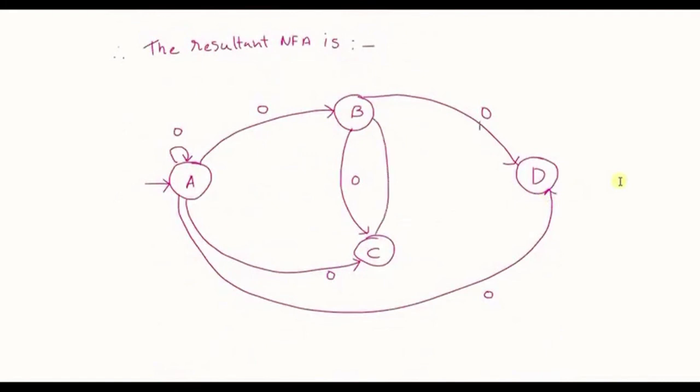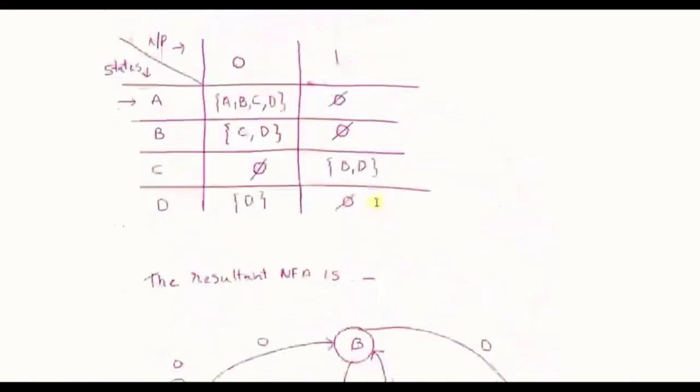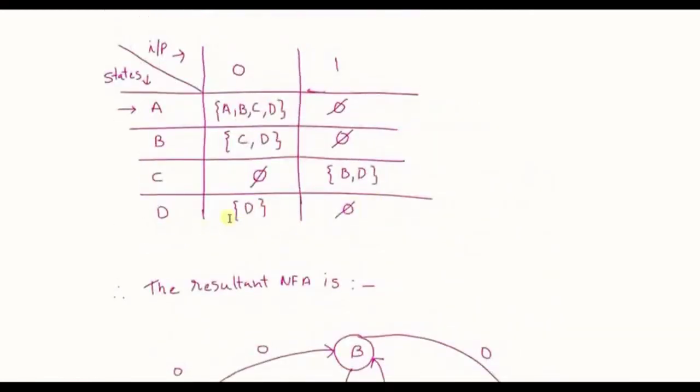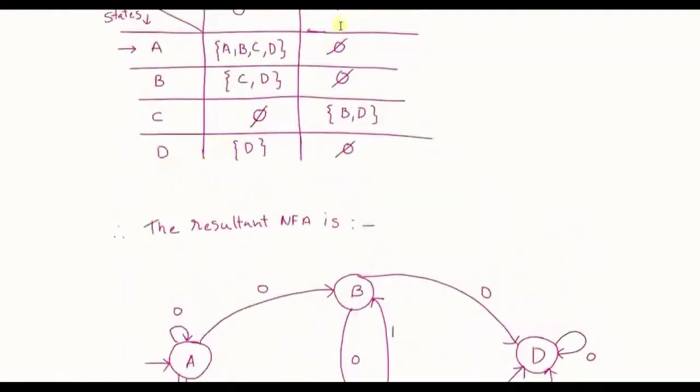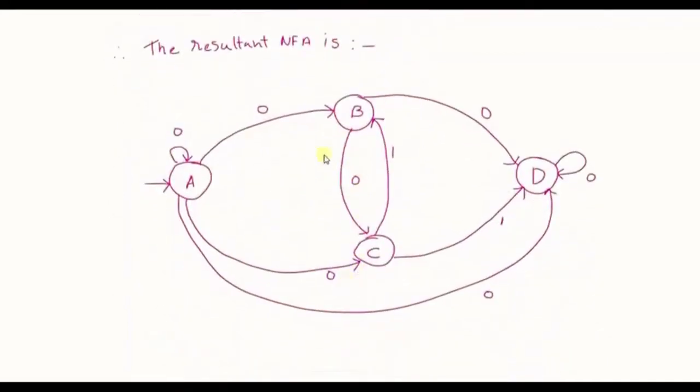and from C on 1 goes to D. So C on 1 goes to B and D. And now D on 0 goes to D itself. So state D on 0 goes to D itself, and state D on 1 does not go to any other state. So basically what I have drawn here is the resultant NFA. Now what is left is, we need to find out which are the final states of this NFA.